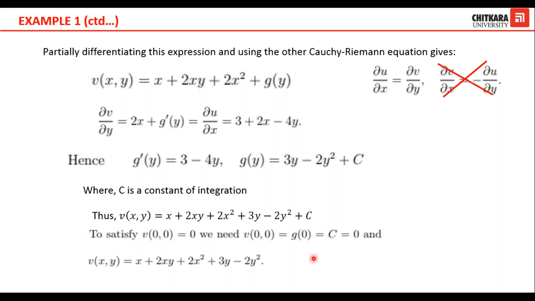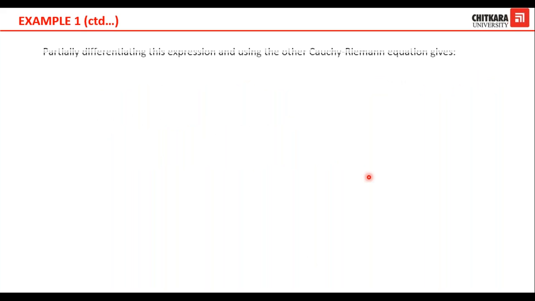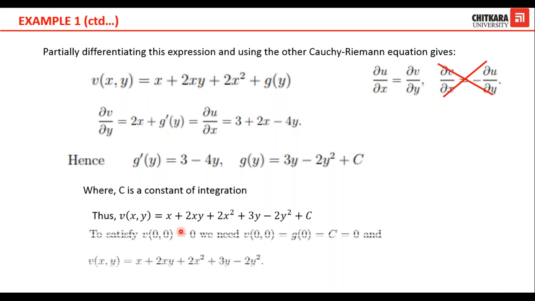If you just go back to the question statement, let me go back and show you the condition there. It was given to you that you have to find out the harmonic conjugate v, in terms of the constant c. So at the last step, I have to calculate the value of c. So what am I doing? I'm simply substituting x and y equal to 0, and I'm putting this expression equal to 0 because v at 0 is given to us.